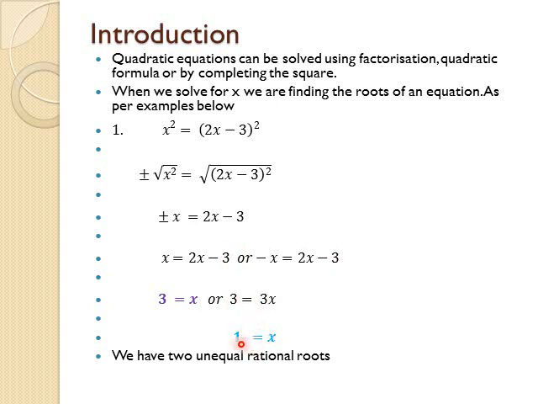So these two values are different, therefore they are called unequal roots. 1 and 3 are both rational numbers, therefore they are called rational roots. So here we have two unequal rational roots. I'm just classifying from what I have solved.